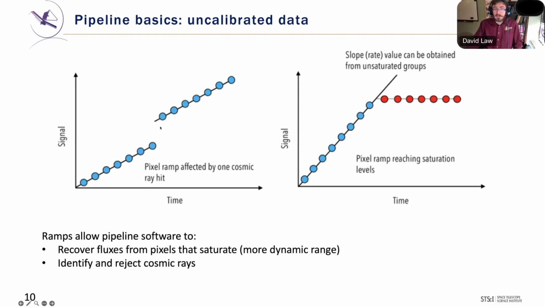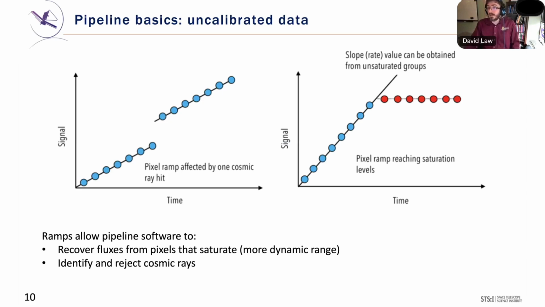We can say, hey, this gap here was affected by a cosmic ray. There's a big jump. So let's ignore that when we fit the slope. And when we fit the slope to this data to find what the rate of counts from our source of interest is, we can get a pretty good measurement because we can cut these cosmic rays out of our calculation.